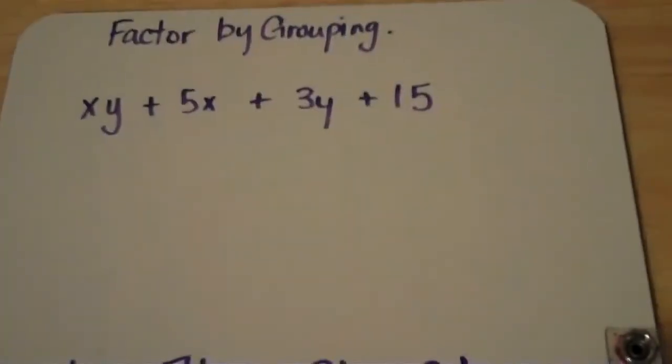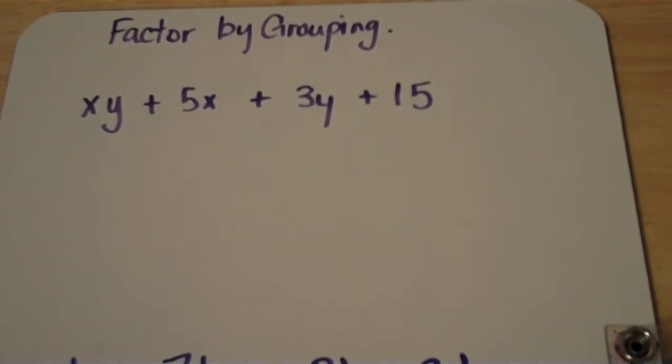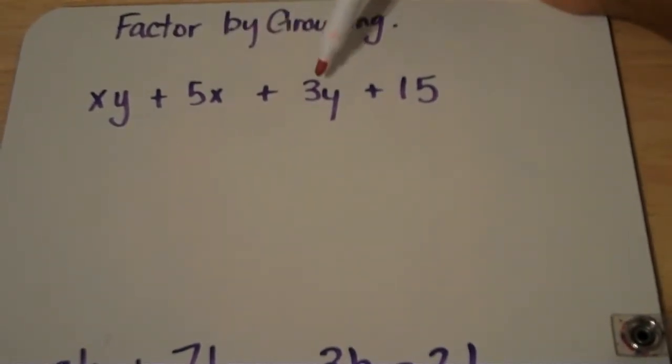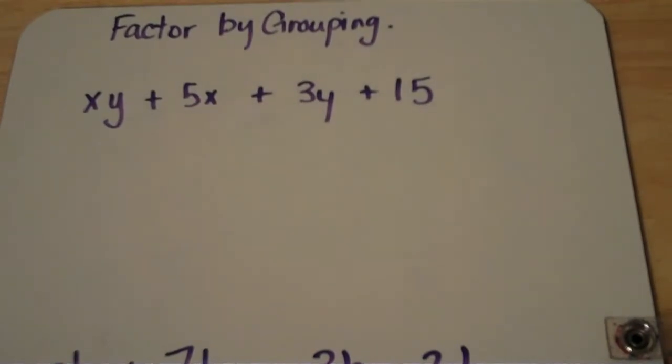So today we're going to do factor by grouping, and factoring by grouping is pretty unique. Here we're going to separate these terms into pairs. So for instance, we have four terms here: xy plus 5x plus 3y plus 15. And so we're going to separate them into pairs.